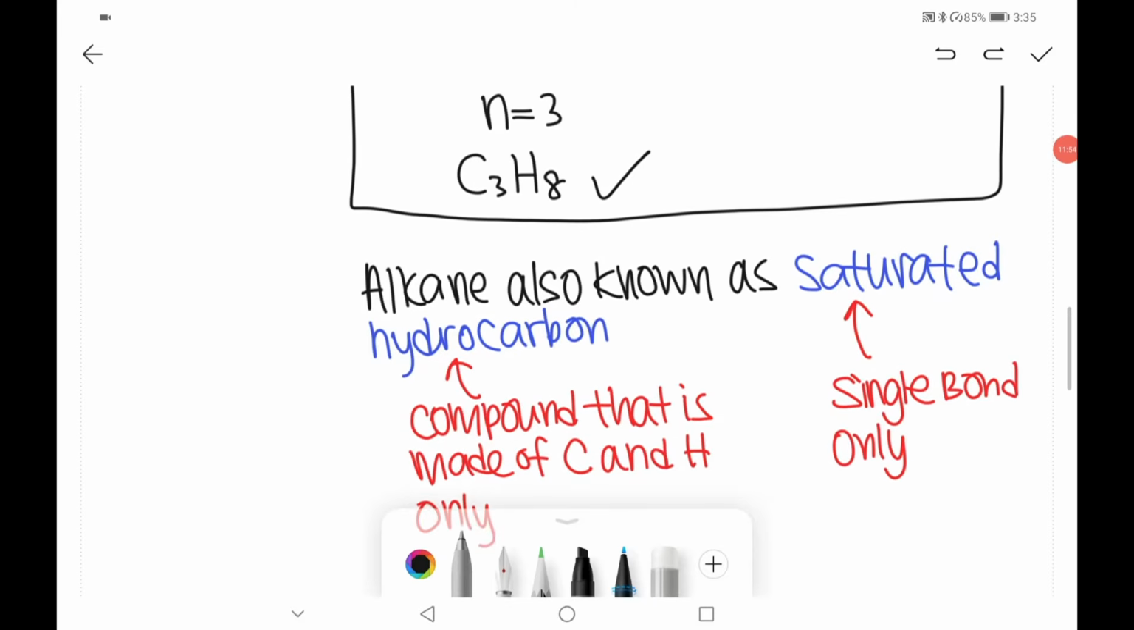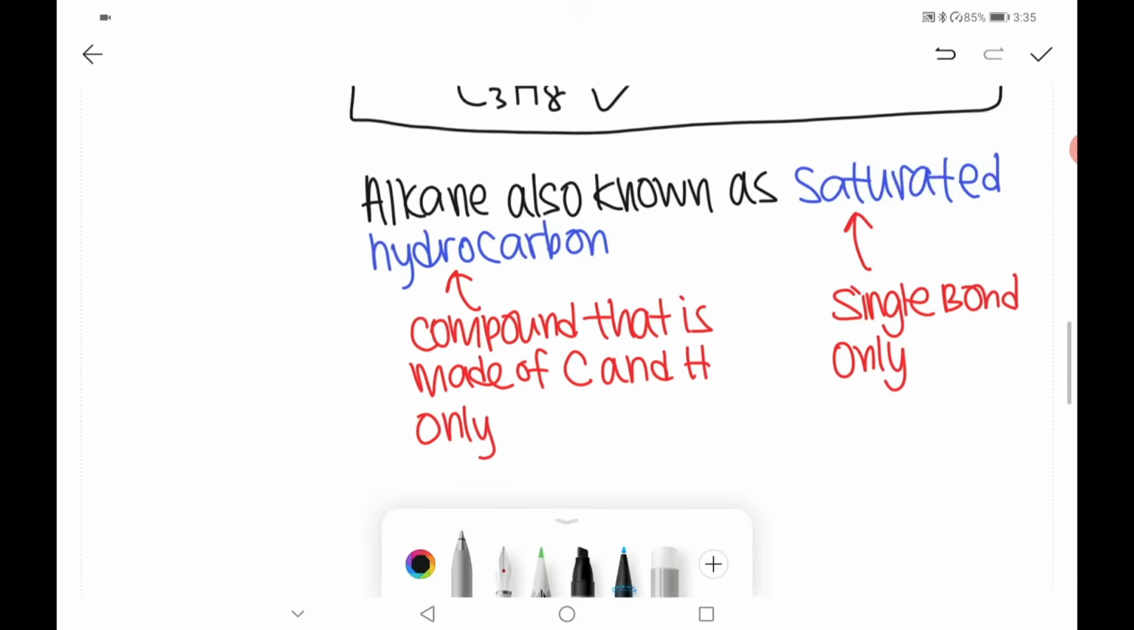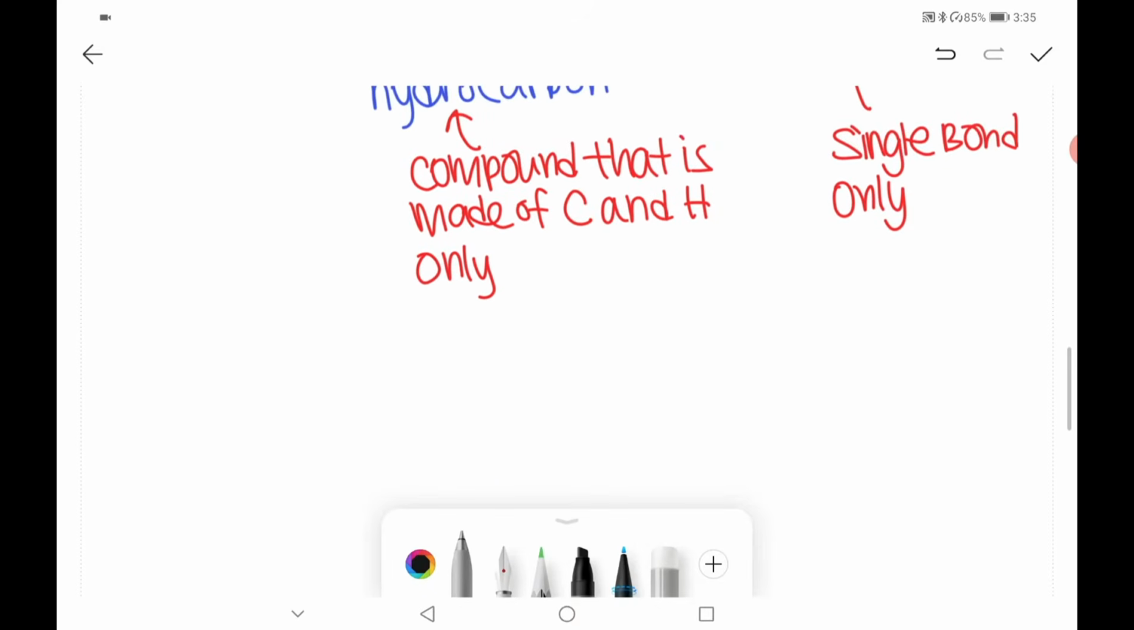Yeah, they are referred to as alkane. Sometimes in the exam, they purposely don't tell you the substance is alkane. They will just use the words saturated hydrocarbon.